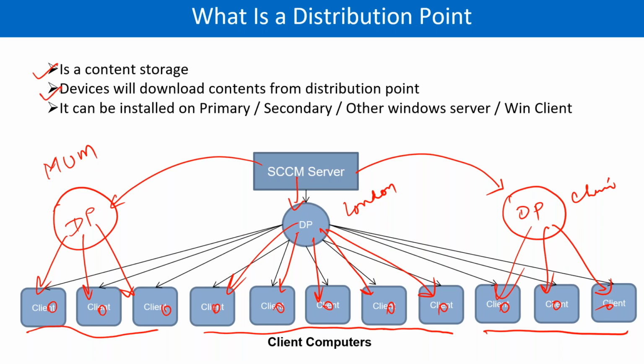Devices will download content from the distribution point. You can install it on primary, secondary, or any other Windows server, or you can also install this on a Windows 10 computer. It's a mandatory role. You must install this, otherwise you won't be able to distribute content. Are you clear? Any question from anyone? No?